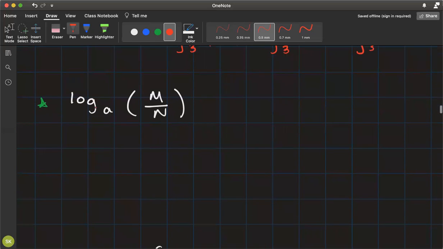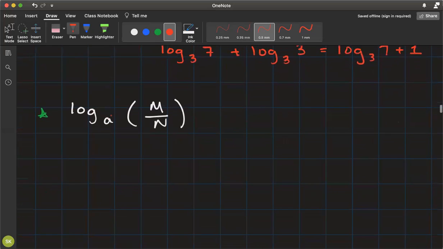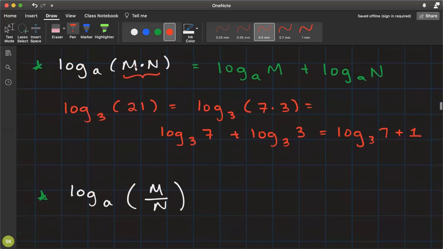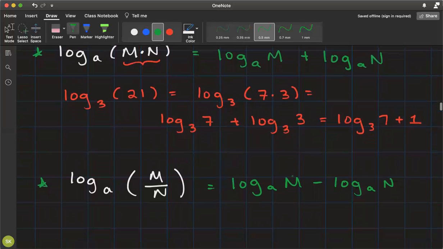And this log I can't really simplify, so I'm going to leave it like that. Here's our next rule. This time we have division inside a logarithm. So think about it. If multiplication became addition, what do you think division is going to become? Well, division is subtraction. So if you have division on the inside of a logarithm, it becomes subtraction on the outside of the logarithm.